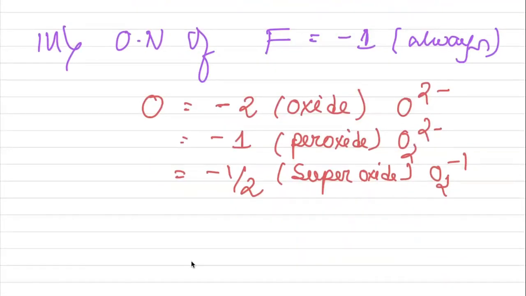Now, can you tell me? Oxygen, we know, is an electronegative element. So can the oxidation number of oxygen be positive? What do you think? Can the oxidation number be positive for an oxygen atom, which is an electronegative element?